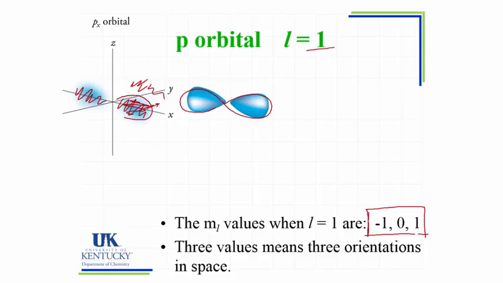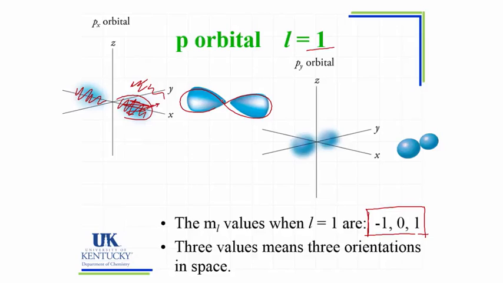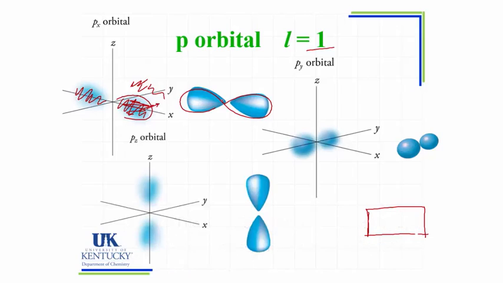So we've got the p sub x, which is oriented along the x-axis. Well, there's 3 of these. The other one would be the p sub y, oriented along the y-axis, and p sub z, where it's oriented along the z-axis. So those are your 3 orientations in space of those 3 orbitals.